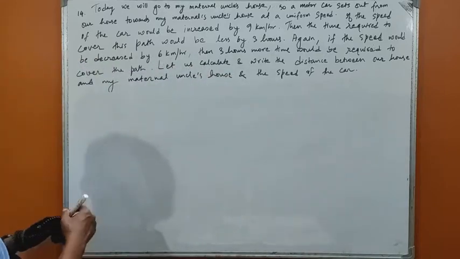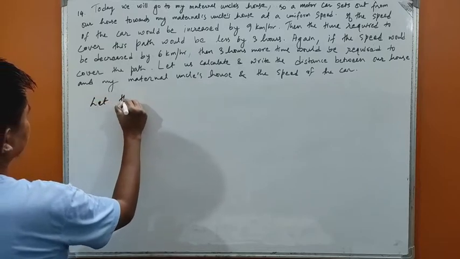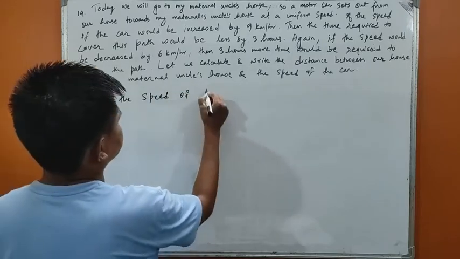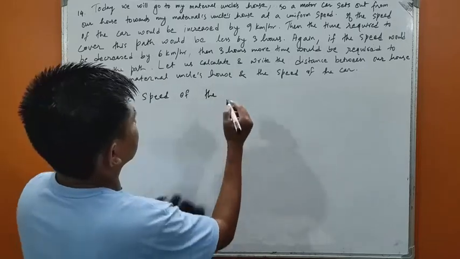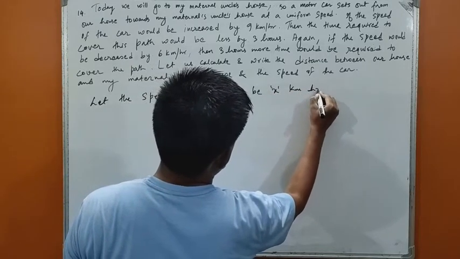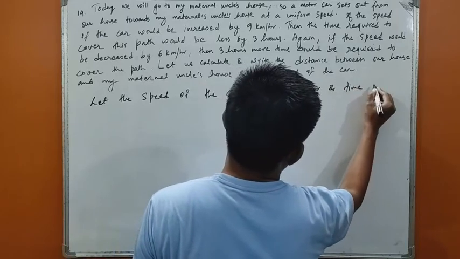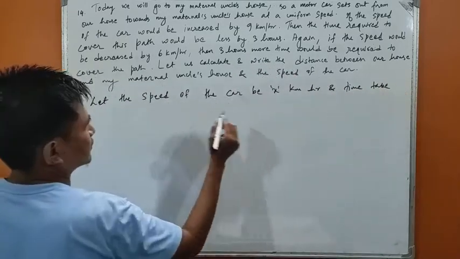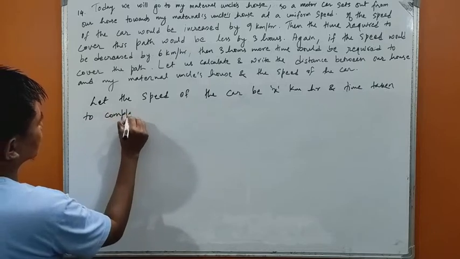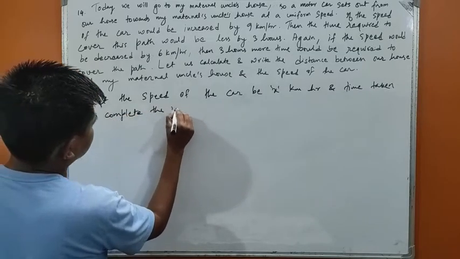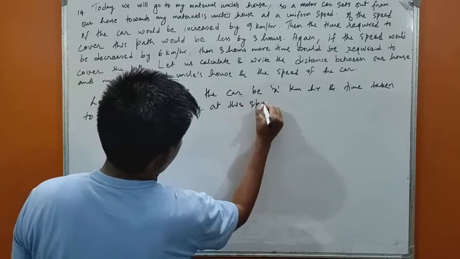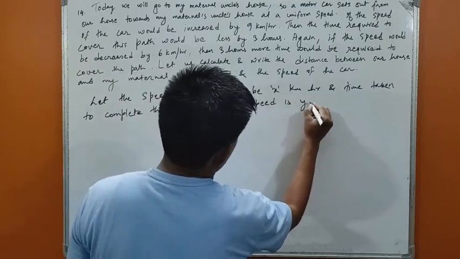Okay, now let the speed of the car be x kilometer per hour and the time taken to complete the journey at this speed be y hours. Very easy sums.